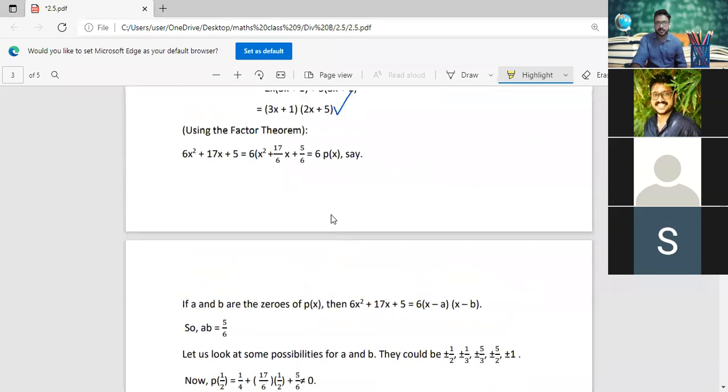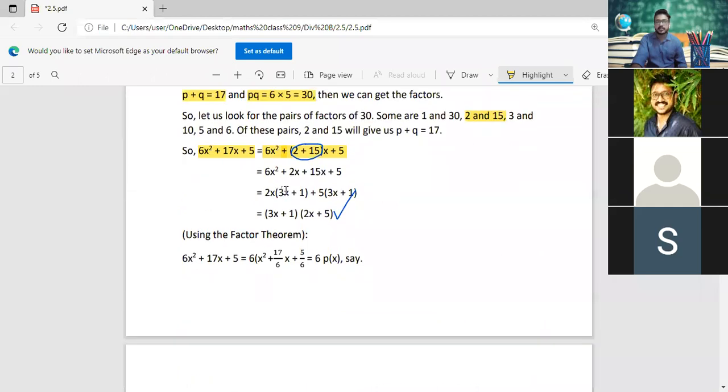See, I will just show it in the previous question here. We have just found that the factors of this polynomial are 3x plus 1 into 2x plus 5. What is the product of the last two terms, I mean 1 and 5? It is 5.